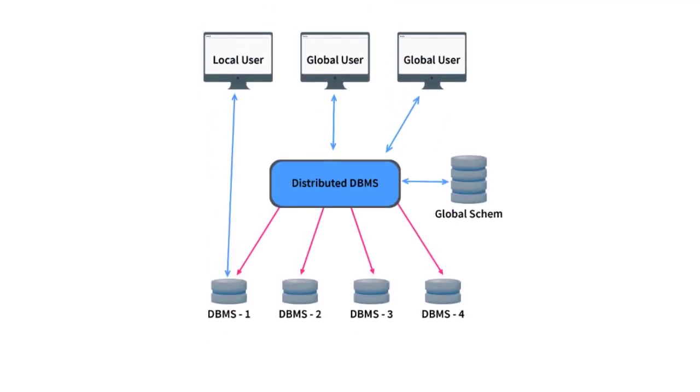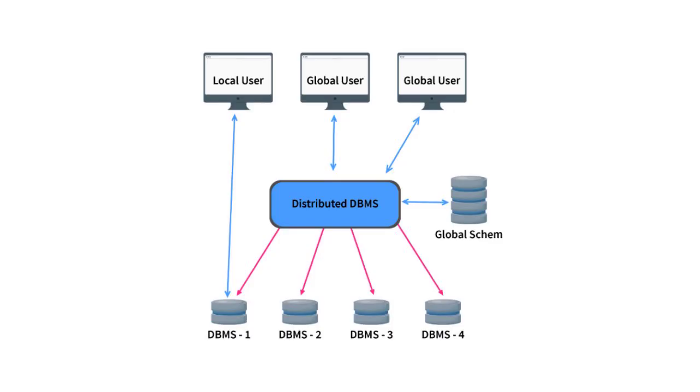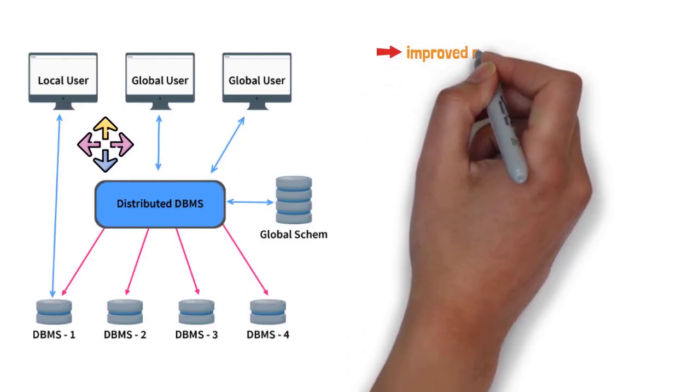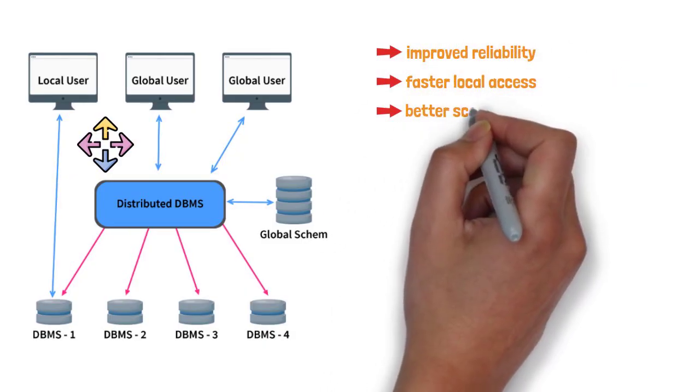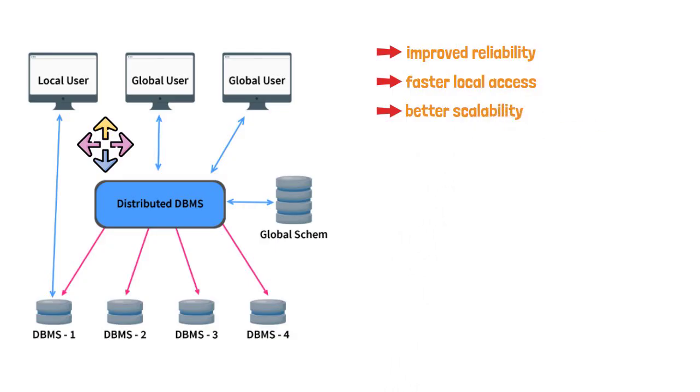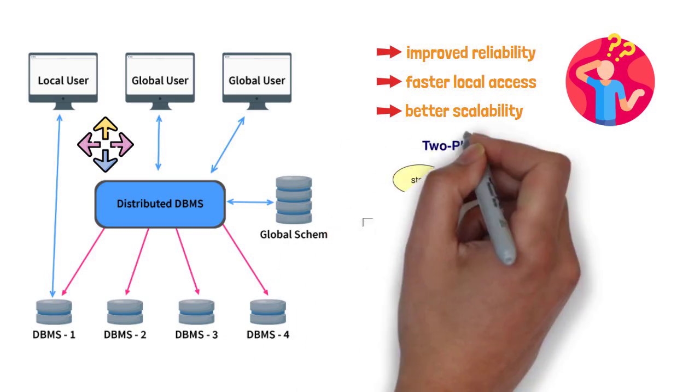Modern systems often store data across multiple servers and locations. This leads us to distributed databases, where data is spread across interconnected nodes but appears as one unified system. They offer improved reliability, faster local access, and better scalability. However, managing synchronization and maintaining consistency across nodes is complex. It's handled using techniques like the two-phase commit protocol.